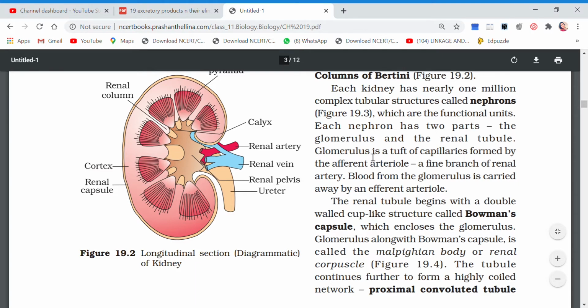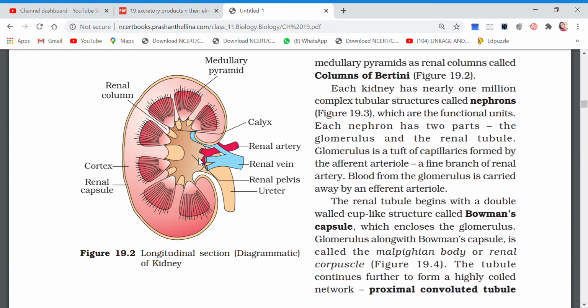Glomerulus, what is glomerulus? It is a tuft of capillaries. You can say a collection of capillaries formed by afferent arteriole. Now, what is afferent arteriole? It is a branch of renal artery. So, renal artery is the artery you can see here in the diagram also. It is the artery which will carry the oxygenated blood to the kidneys.